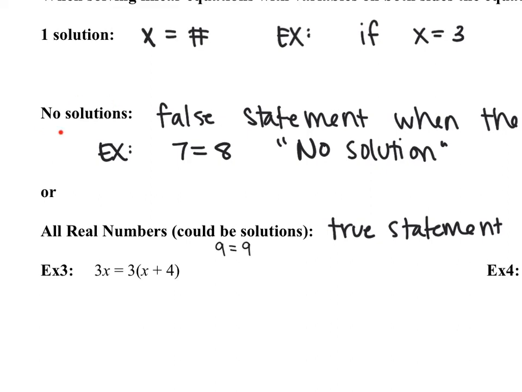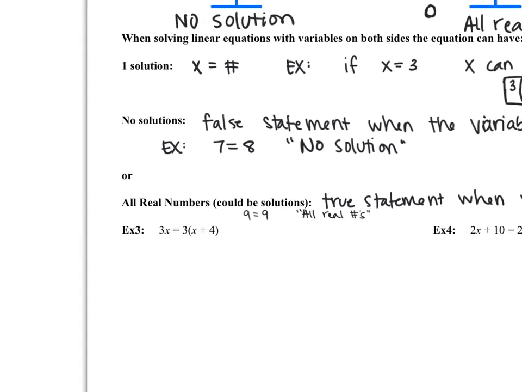So to either have no solution or all real numbers, our variable needs to disappear. For no solution, we're going to get a false statement, and for all real numbers, we're going to get a true statement. And if you were on the game show and your answer is all real numbers, then this would mean that you get to open all of the doors.